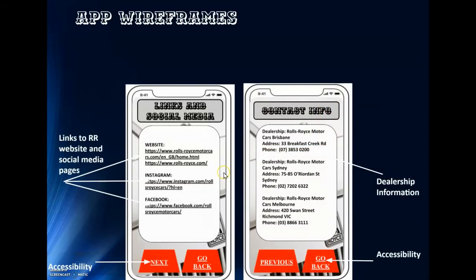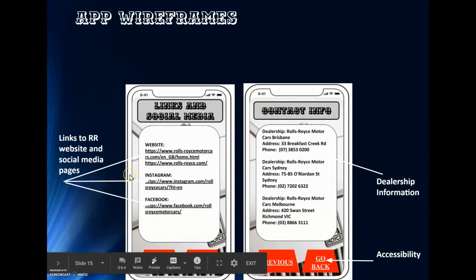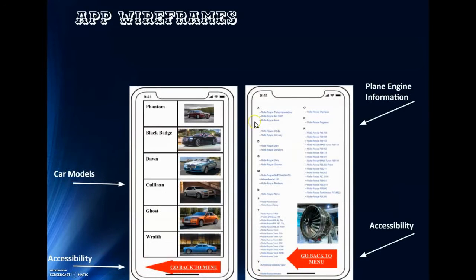Here are the wireframes for the links in social media and the contact information. So there's the accessibility buttons and the links and the dealership information. Here's the plane engine information and the accessibility for this section of the app, and there's the car models as well as the accessibility go back button.